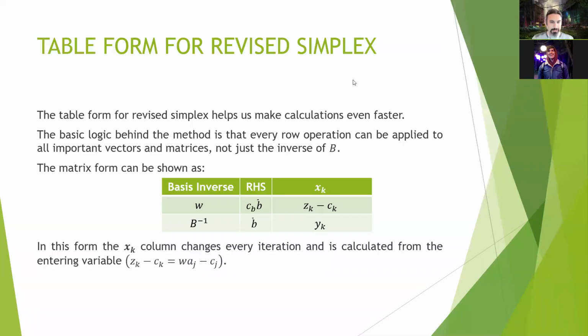So now we're going to see the table form for Revised Simplex, and the table form makes everything even faster than what we have seen so far. We will be using tables once again, hence the table form. But the tables will be a lot more constricted, smaller versions of the original ones. We will have the basis inverse part, as you can see over here, the right-hand side, and the xk part. Each of these are just parts that can be calculated easily using the original values, and then we will see how we change them step by step.